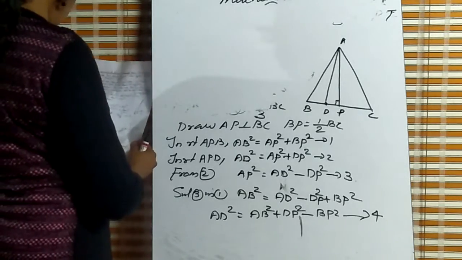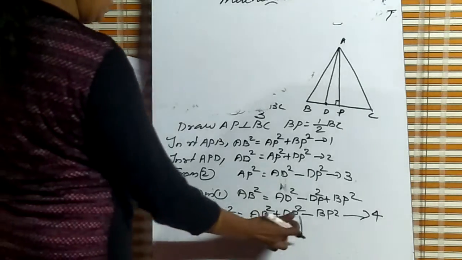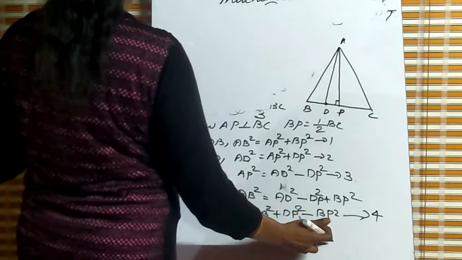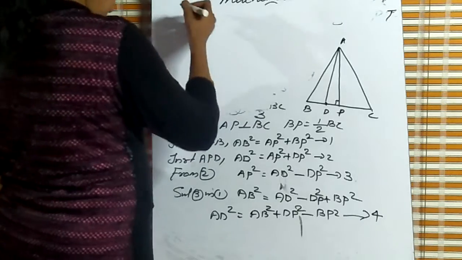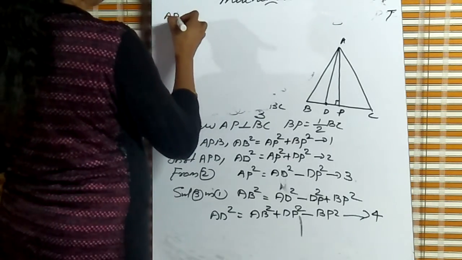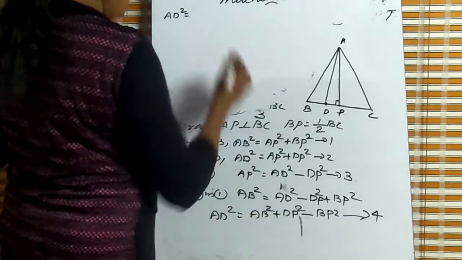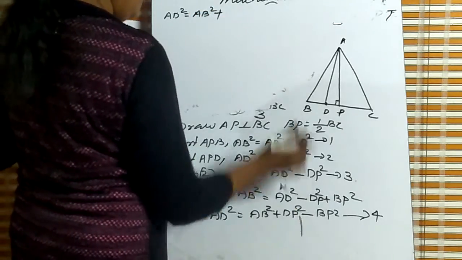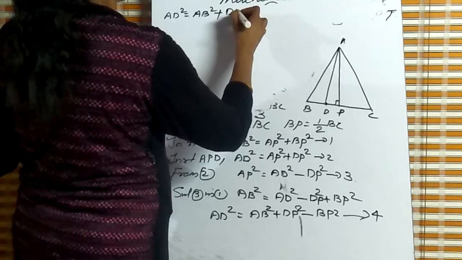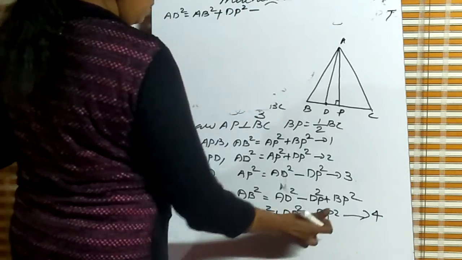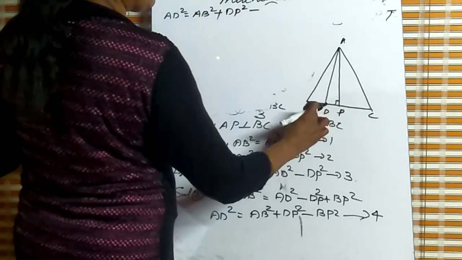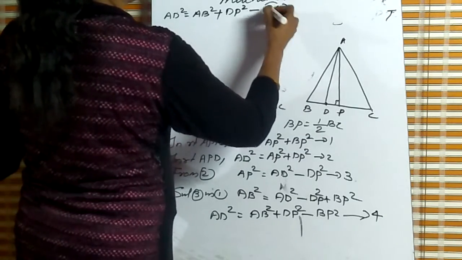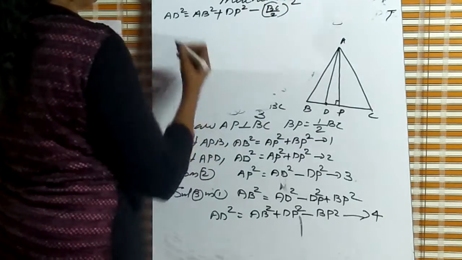AD square is equal to AB square plus DP square minus BP square. Again, AD square is equal to AB square plus DP square minus BP square, where BP is equal to BC by 2, whole square.